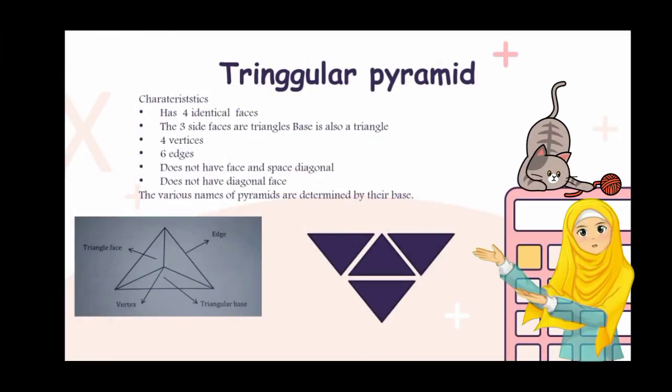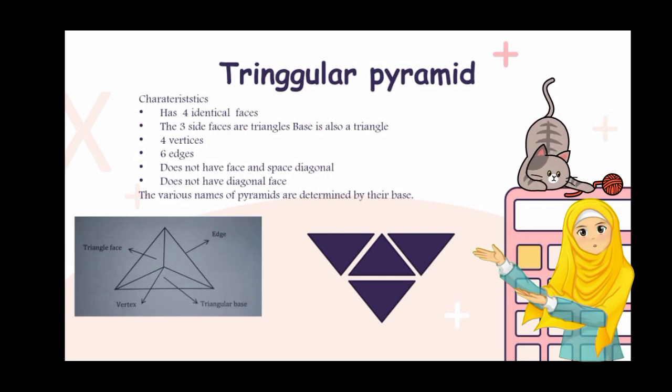Next, triangular pyramid. In the picture, there are edge, triangular base, vertex, and triangle face. The second picture is the net of the triangular pyramid.